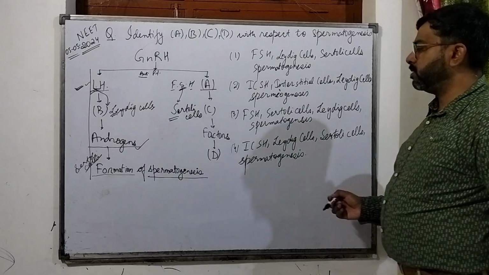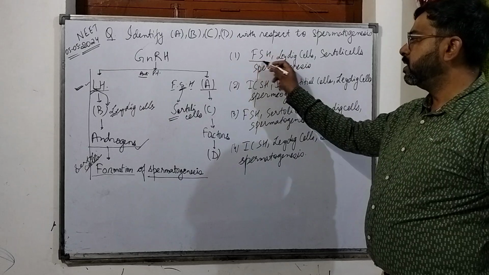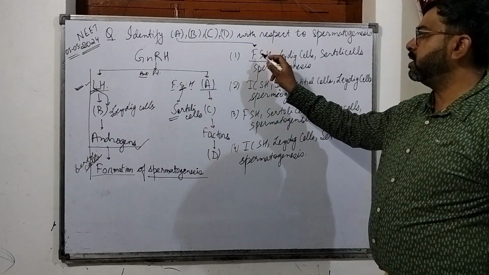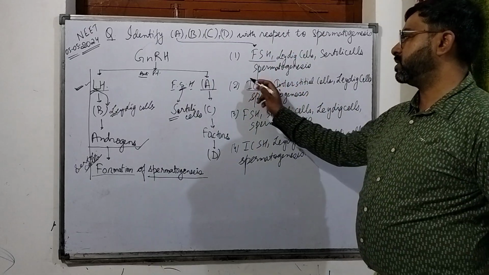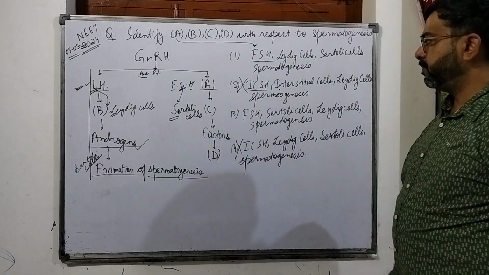So let us look at the options. In the very first option we are getting much similarity. A, respectively, we have to check: A will be FSH. So ICSH, this option cannot be there. We can easily eliminate the second and fourth.